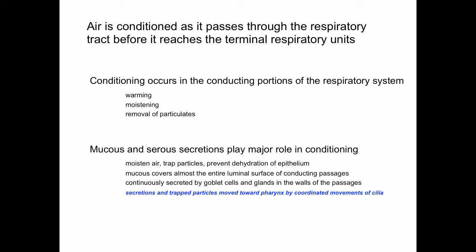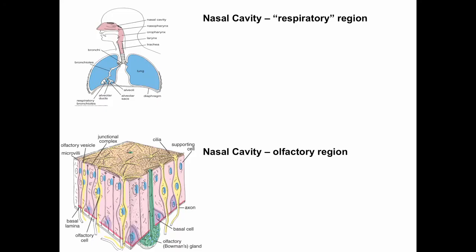Mucus covers most of the luminal surface of the conducting passages in the respiratory tract, and this mucus is continuously secreted by goblet cells and by glands in the walls of the various passages in the respiratory tract. And something that's really critically important for you to consider, secretions and trapped particles that are in those secretions move towards the pharynx, where they'll eventually be swallowed, and they're moved by coordinated movements of cilia. Those coordinated movements of cilia are actually very important for the overall function of the respiratory tract.